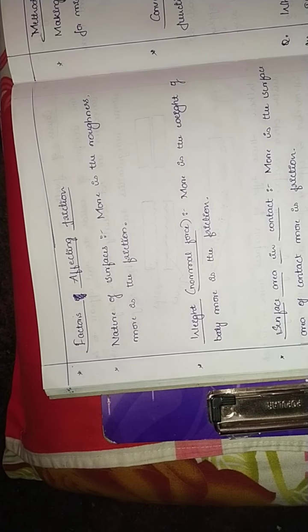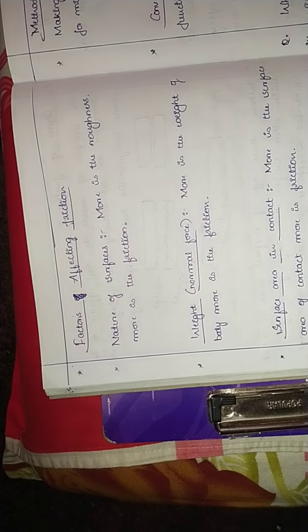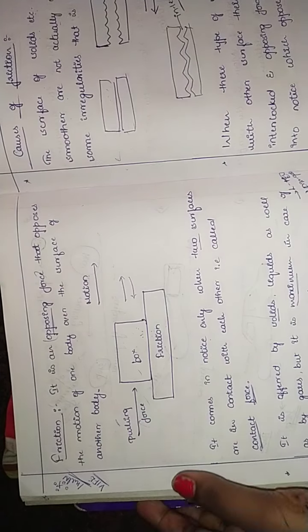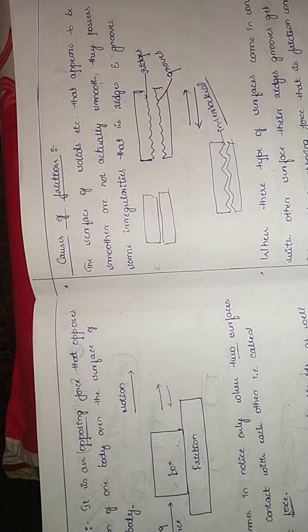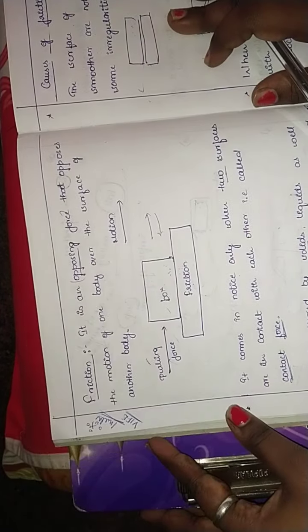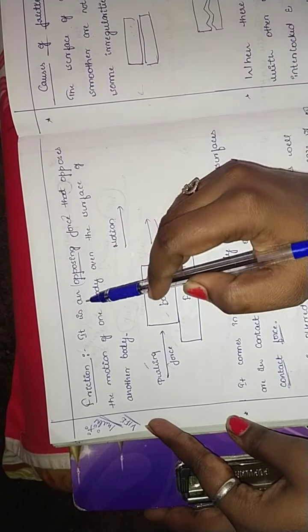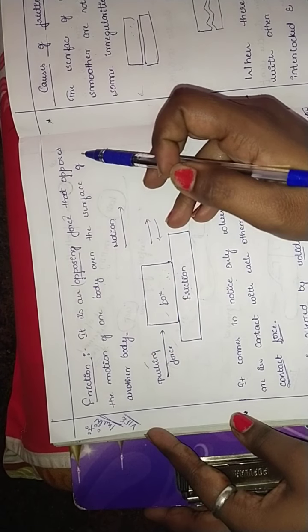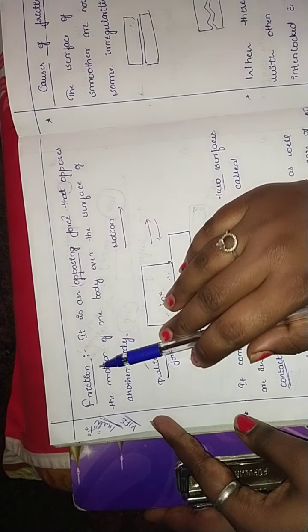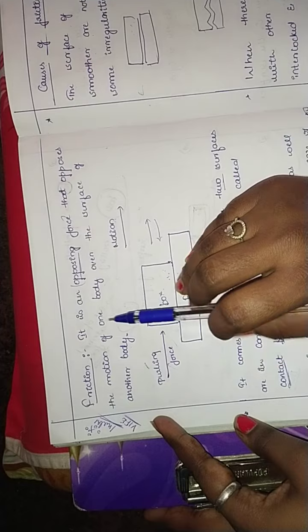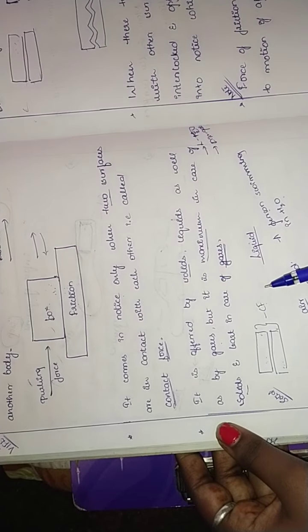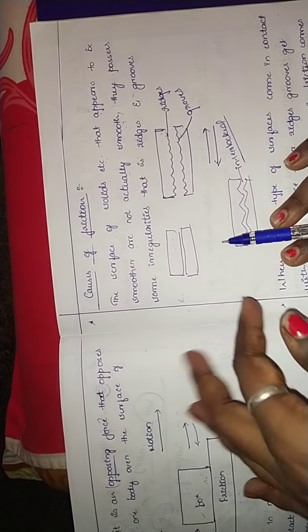Hello children. So today we are going to continue with factors affecting friction. Yesterday we learned about friction and the causes of friction. Let's have a quick recap. Friction is an opposing force that opposes the motion of one body over the surface of another body. Yesterday we learned about this with some examples and causes of friction.